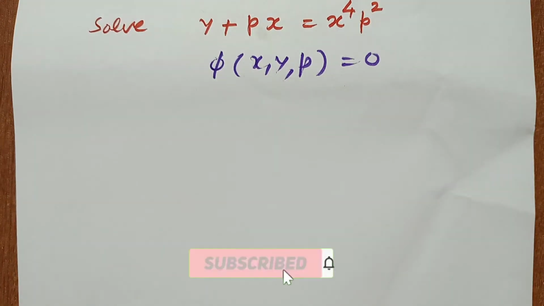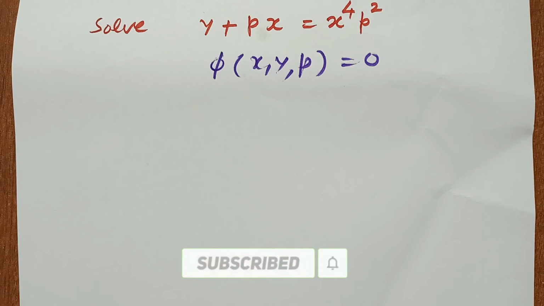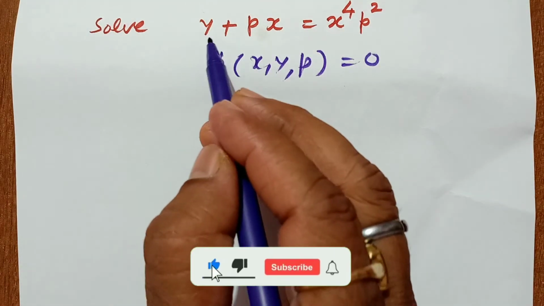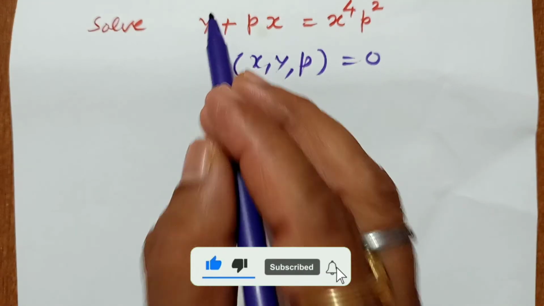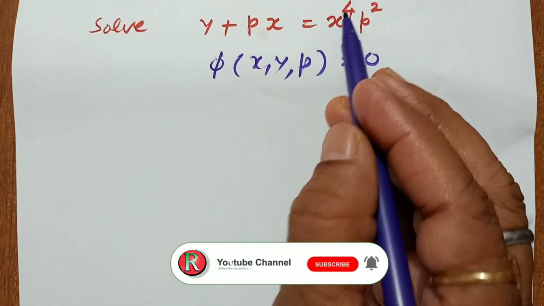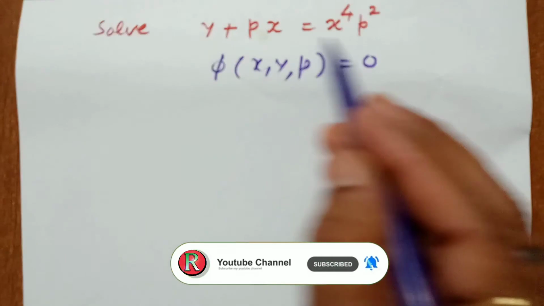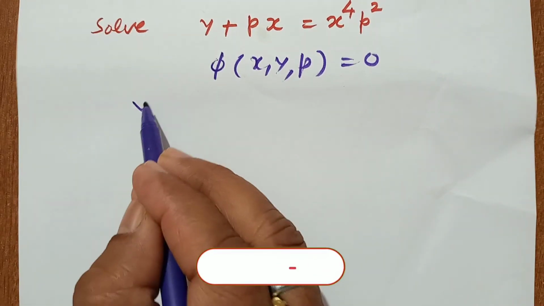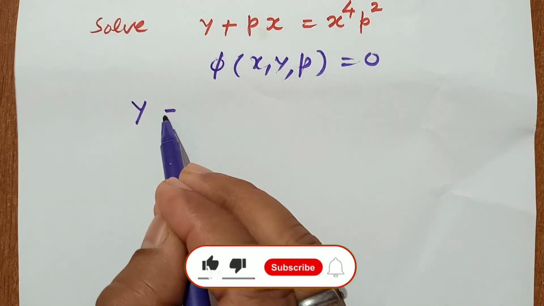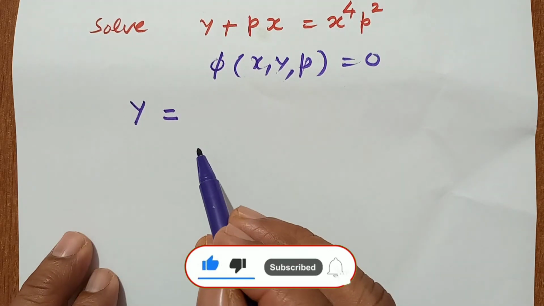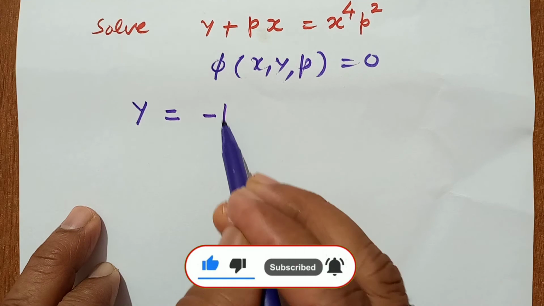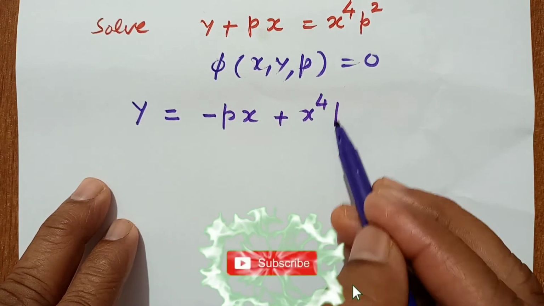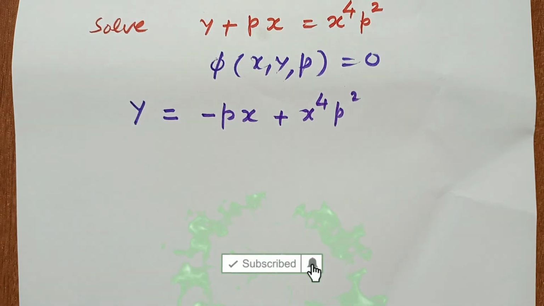First we see the degree of y. In the whole differential equation, the degree of y is 1, and the degree of x is 4. So this is solvable for y. First we will write y on the left hand side and the other part on the right hand side. So y is equal to minus px plus x to the power 4 p square. This is the first step.